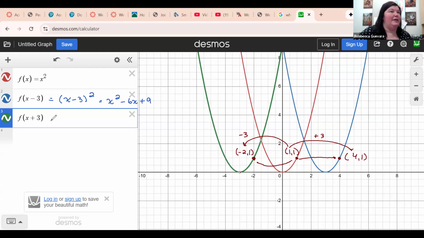And once again, if I was to rewrite this without the notation, so f of x plus 3, we just replace my x here with an x plus 3. So that is really just x plus 3 squared, or like I said, if you want to expand that, that's just x squared plus 6x plus 9.